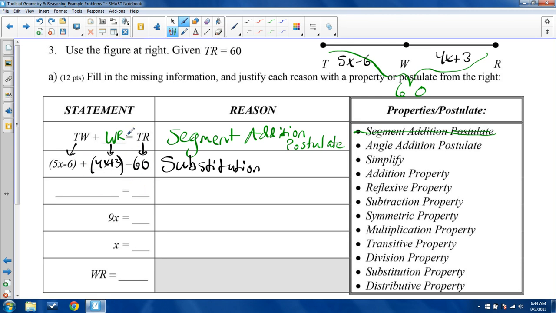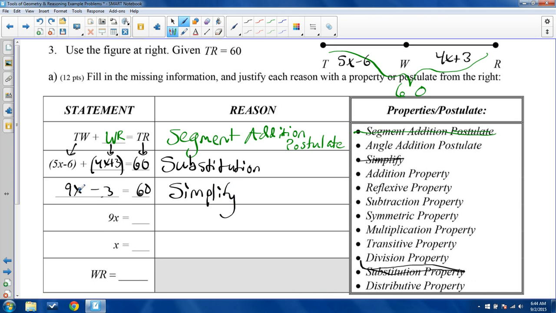Now that the geometry stuff is out of the way, if you want to follow these statements along with me, we're going to combine like terms first. 5x plus 4x is 9x. Negative 6 plus 3 is negative 3. So that way you can get to the next step. But what did I do here? I combined like terms, or I used the term simplify. That's what we did. Now what did we do before? Substitution property was what this one was. And this is simplification.